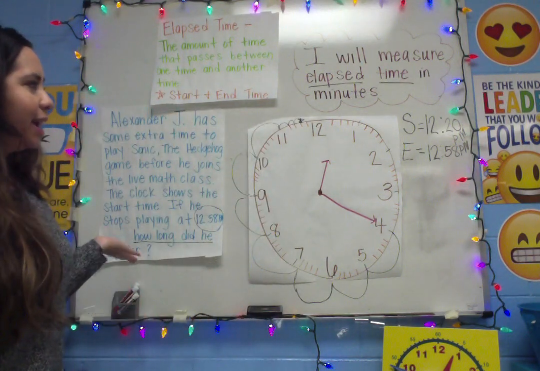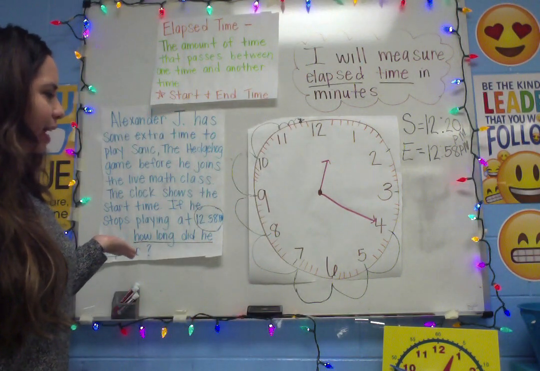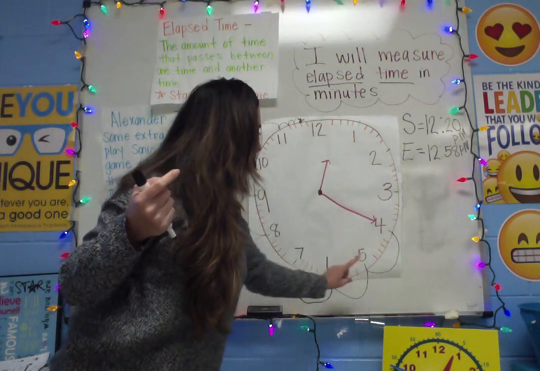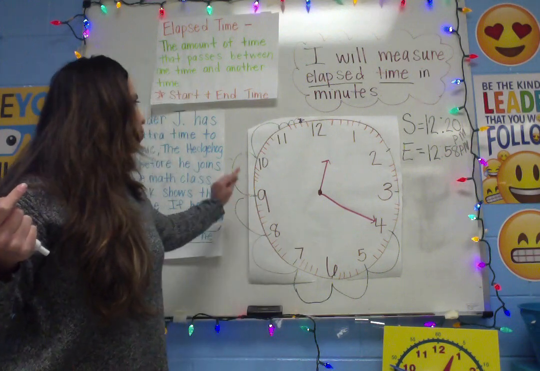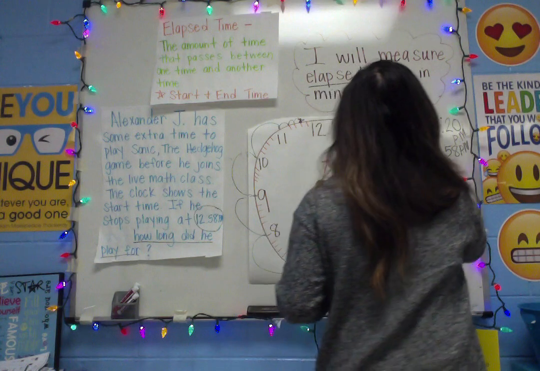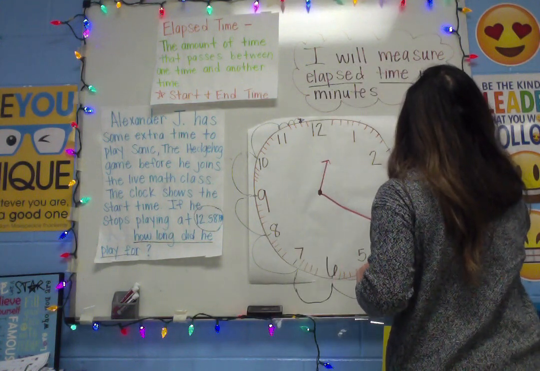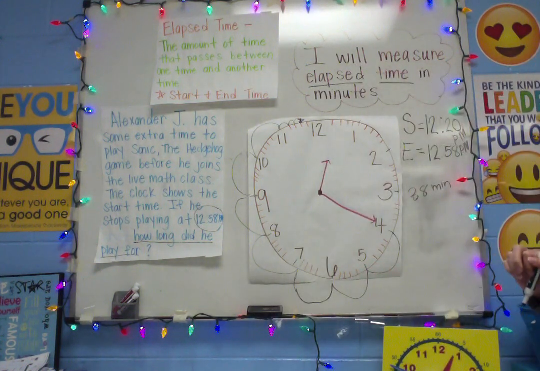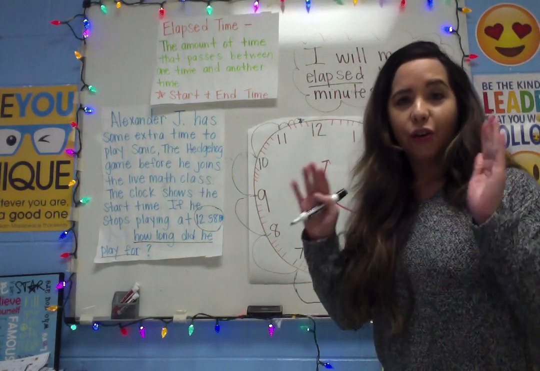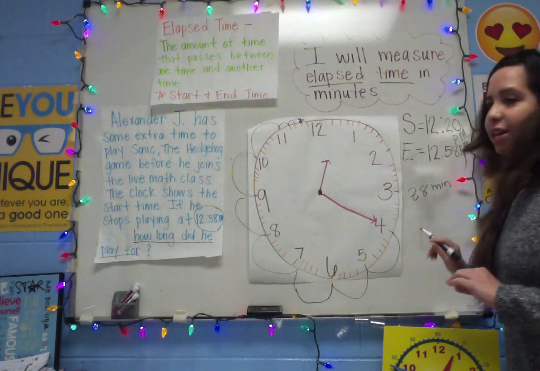All right. Now let's go back and count. Well, we just did it. Let me review. 5, 10, 15, 20, 25, 30, 35, 36, 37, 38. So 38 minutes. 38 minutes it took. How long did he play for? Alexander Johnson played for 38 minutes.